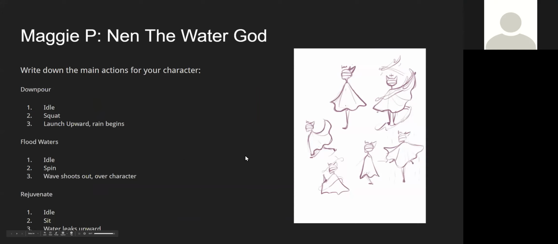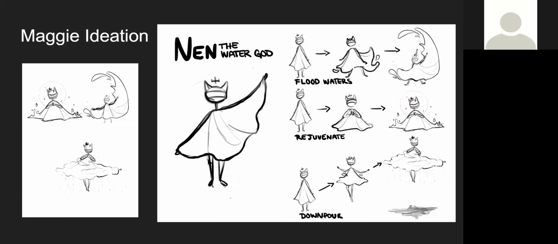So my idea was that basically I'd make a little game about forest spirits, kind of saving the forest. So I made Nen as the kind of water god, water spirit of the forest. So that's my main character, but in theory there'd be other elements as well. And then his actions, I picked basically that his cape would be the mass majority of his powers and what they would do. So I did Floodwaters, which is like a big wave, and then I did Rejuvenate, which is like a healing skill. And then I did Downpour, where he floats up and rain comes down.